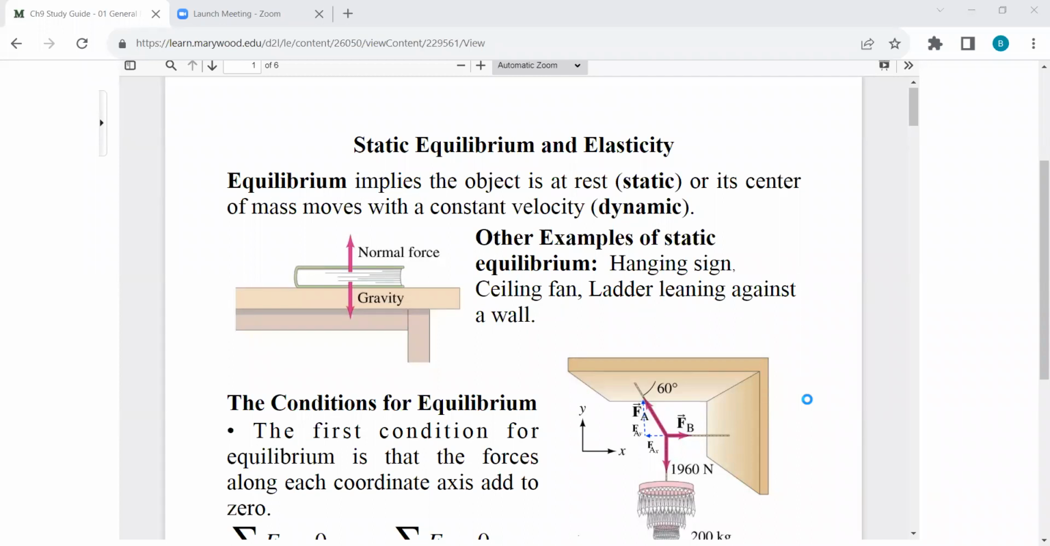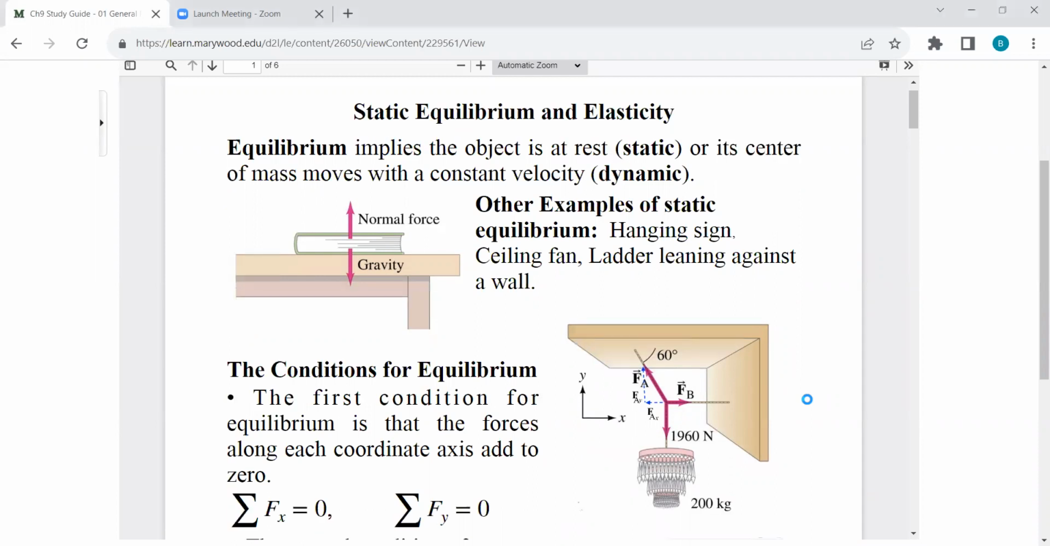All right, so let's start. Today, you are going to learn another new chapter, chapter number 9, and it is about static equilibrium and elasticity. So in the first part of this lecture, you will be learning about static equilibrium and then elasticity.